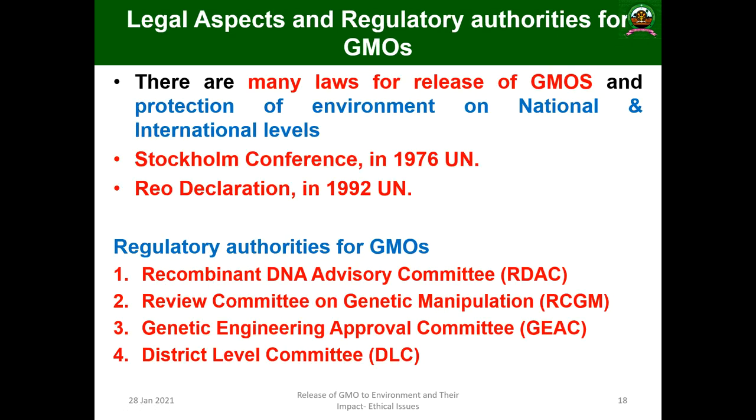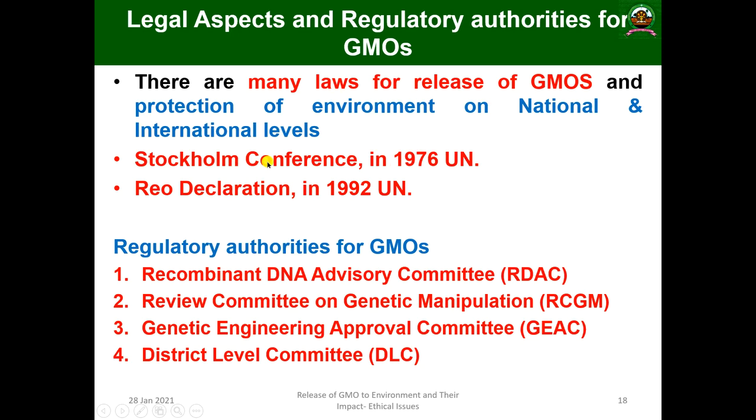Okay, so because of these problems and all these ethical issues, the manipulation of naturally available genes, the genetic modification, is strictly regulated. Genetic manipulation is strictly regulated. There are so many regulations, laws and bylaws for the release of a genetically modified organism. If you want to release a particular genetically modified organism, it should be approved by several national or international agencies.